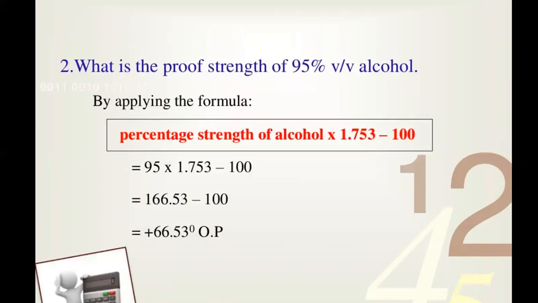Next, another problem. What is the proof strength of 95% volume by volume alcohol? So 95% means how do we have to calculate? Percentage strength of alcohol, 95 into the multiplying value 1.753. So 95 into 1.753, and the value which we have to deduct is 100. So 95 into 1.753 minus 100, then we will get plus 66.53 degrees. Plus means over proof.